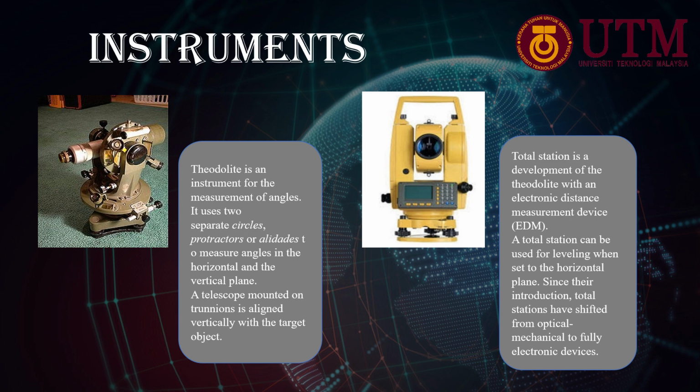Total station is a development of the theodolite with an electronic distance measurement device, EDM. A total station can be used for leveling when set to the horizontal plane. Since their introduction, total stations have shifted from optical mechanical to fully electronic devices.